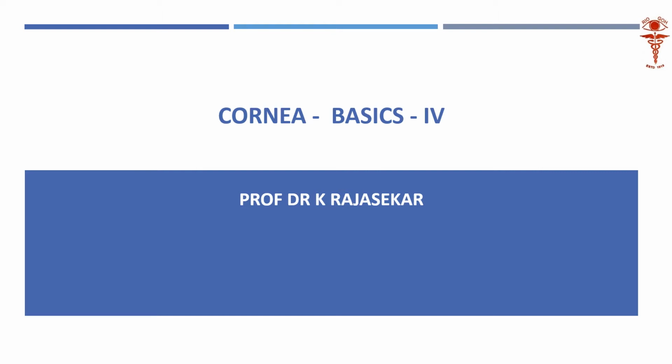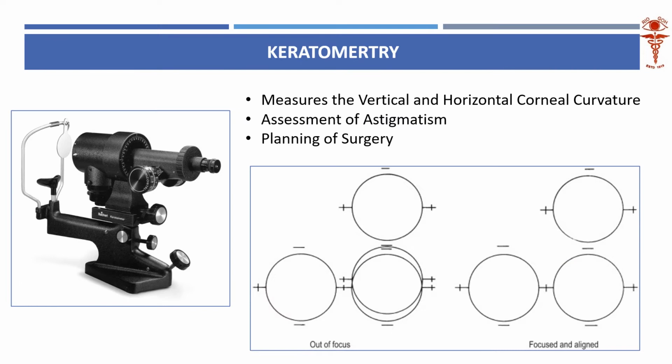We'll try to see some investigation techniques in the cornea which are very useful for you to understand and to answer in the examination. An important instrument in the cornea is keratometry. Keratometry measures the radius of curvature. How do you measure it?